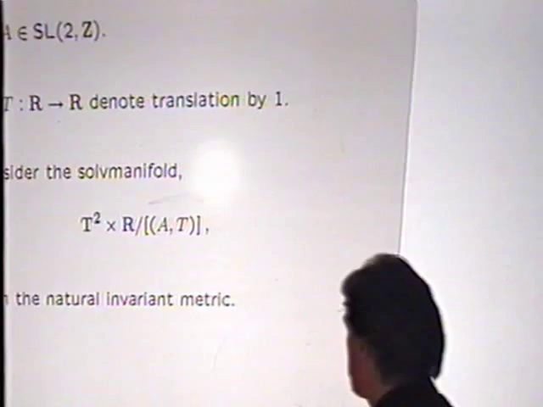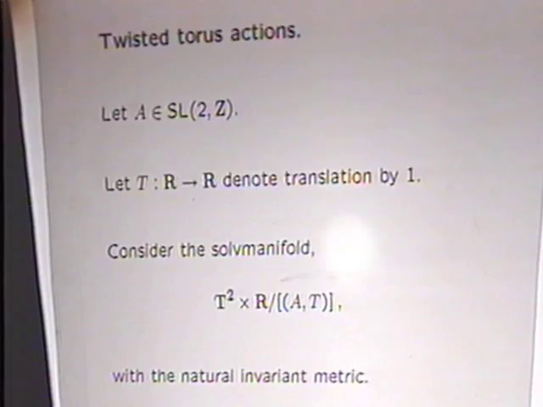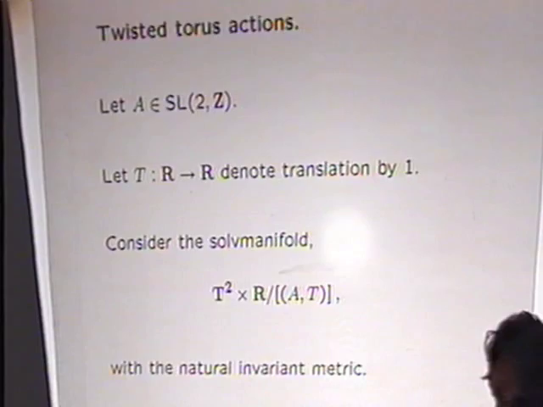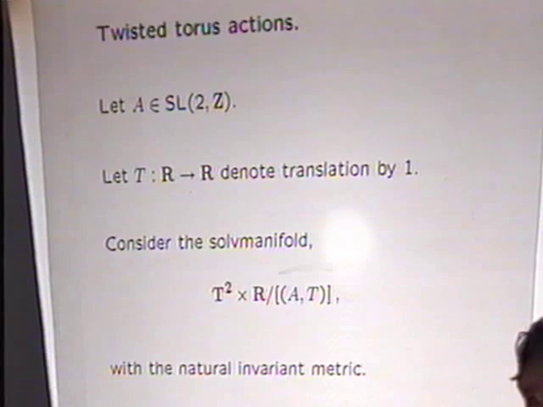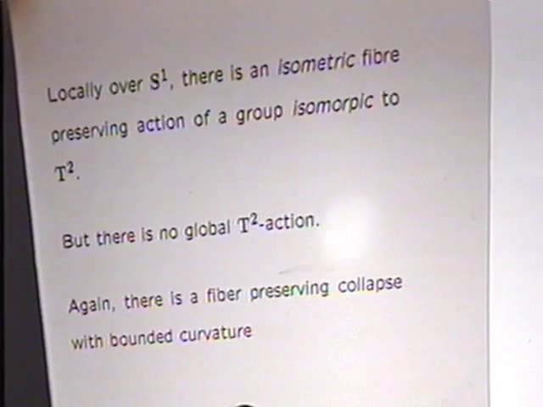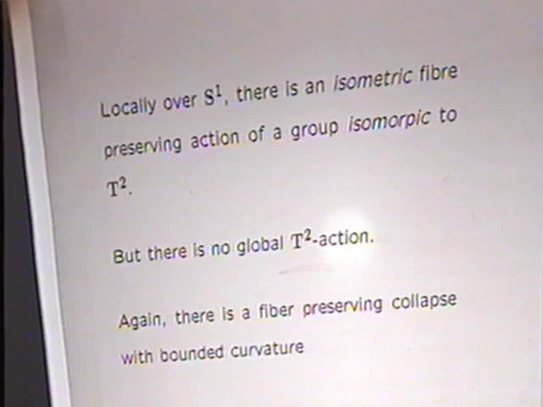You can certainly put a natural metric on it, namely, you start with a metric on, let's say, R equals zero, and then you just drag it by A to the T, so that when I do translation together with moving by this automorphism A, it preserves the metric. So there's a natural metric on this thing. But what there isn't is, because I performed this automorphism, there's no longer a T2 action on the whole thing.